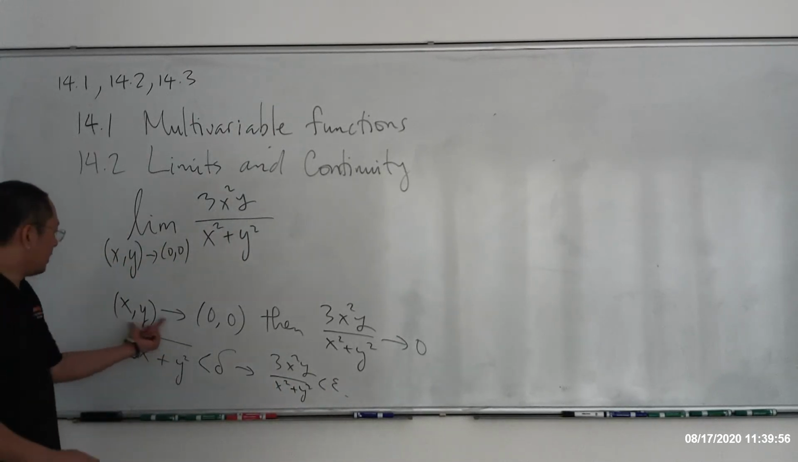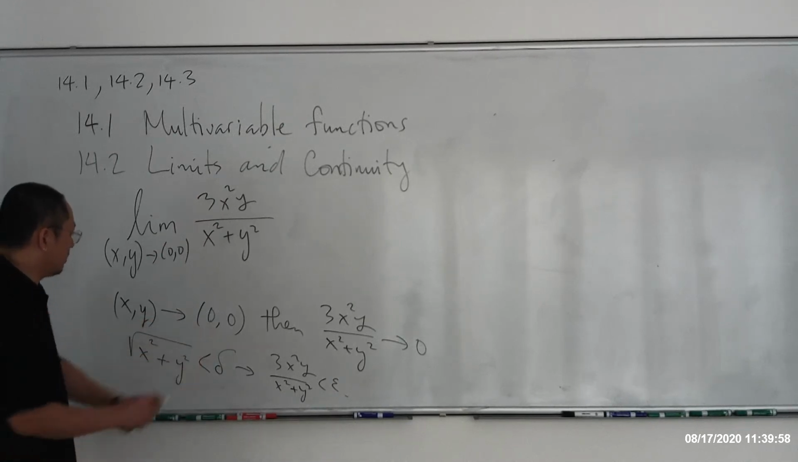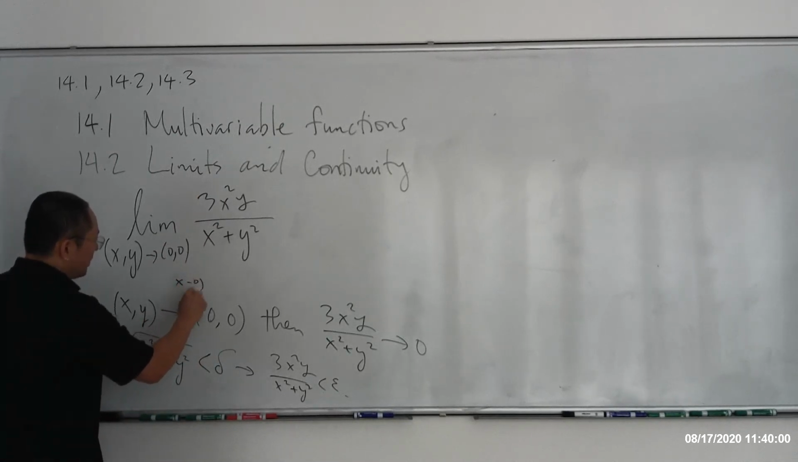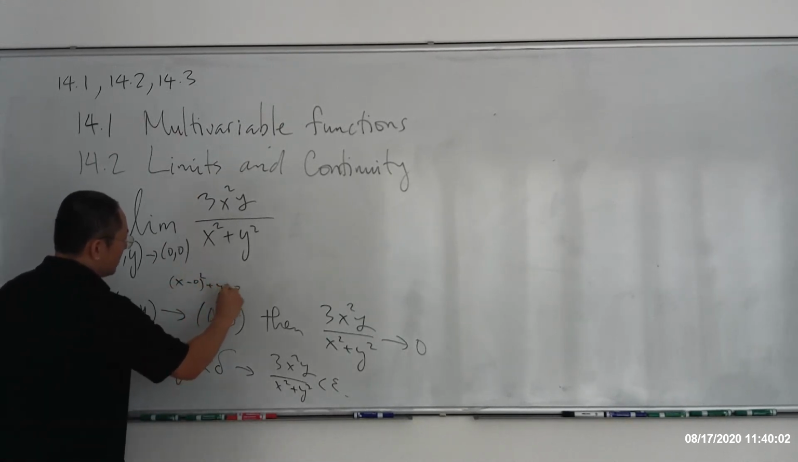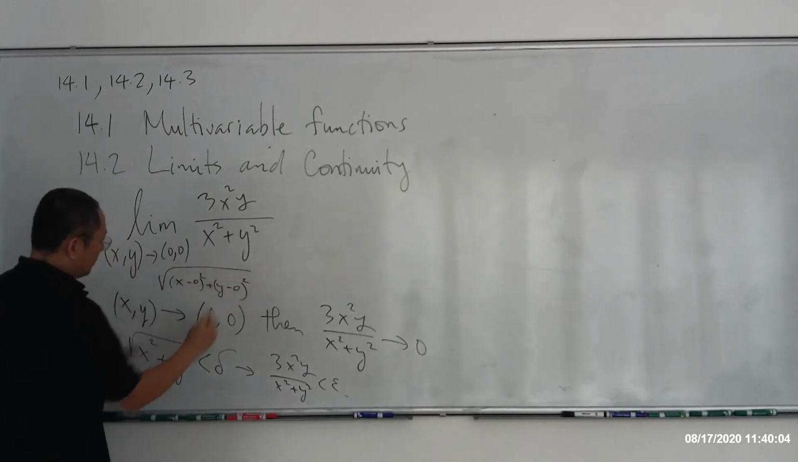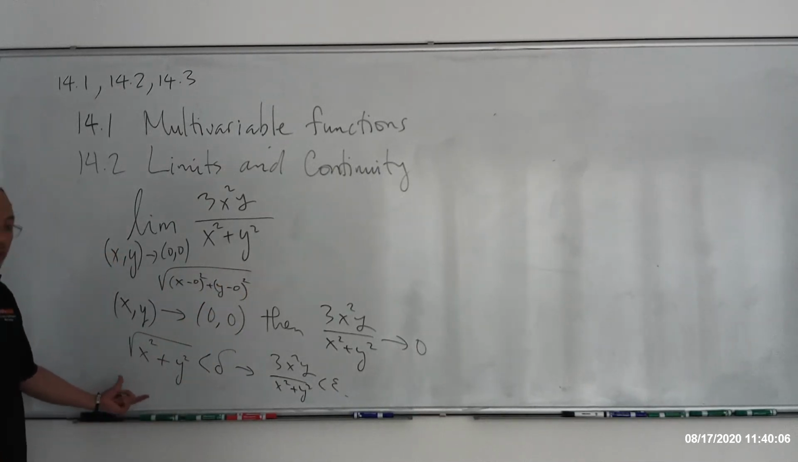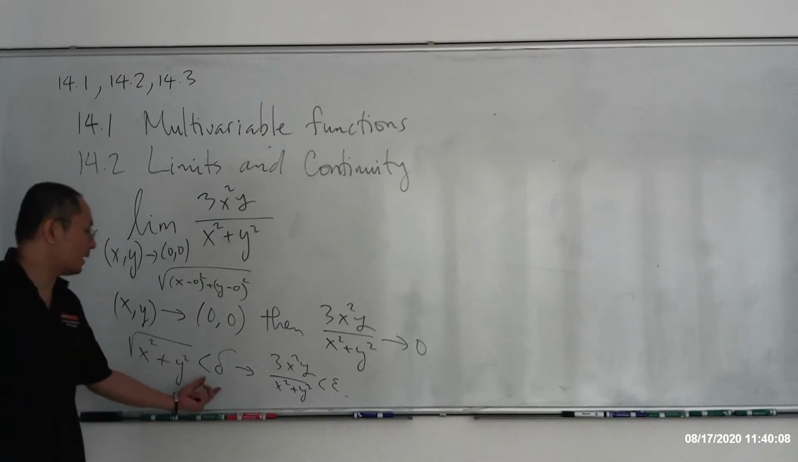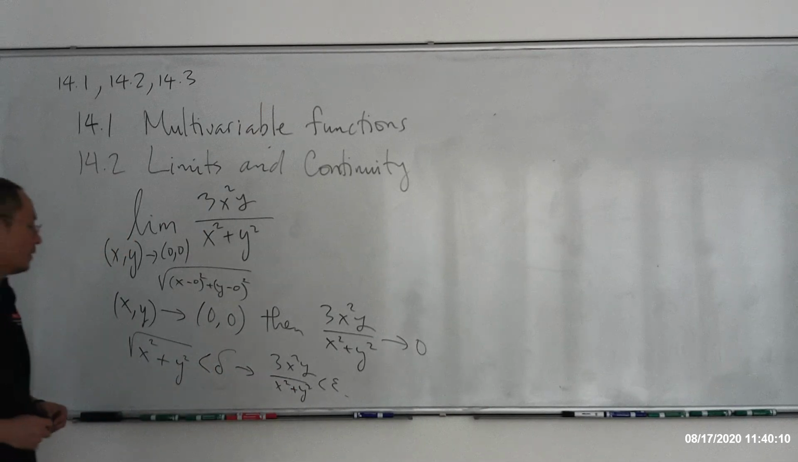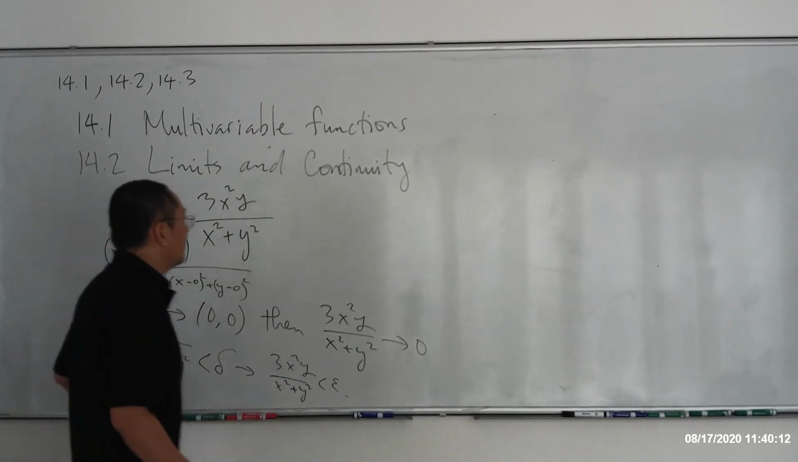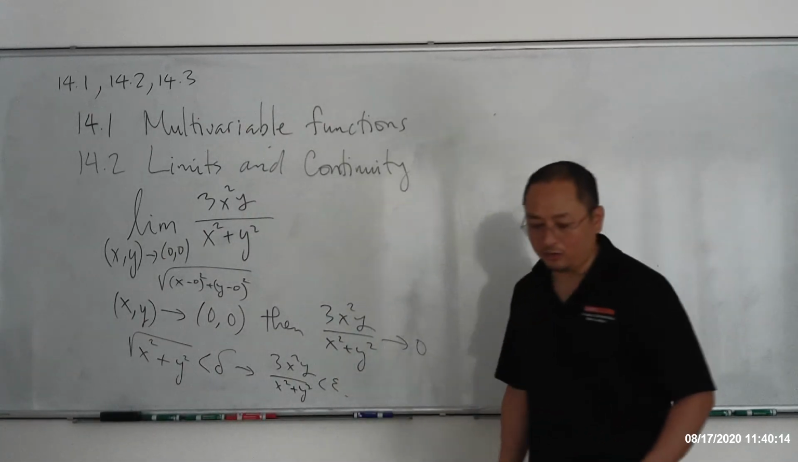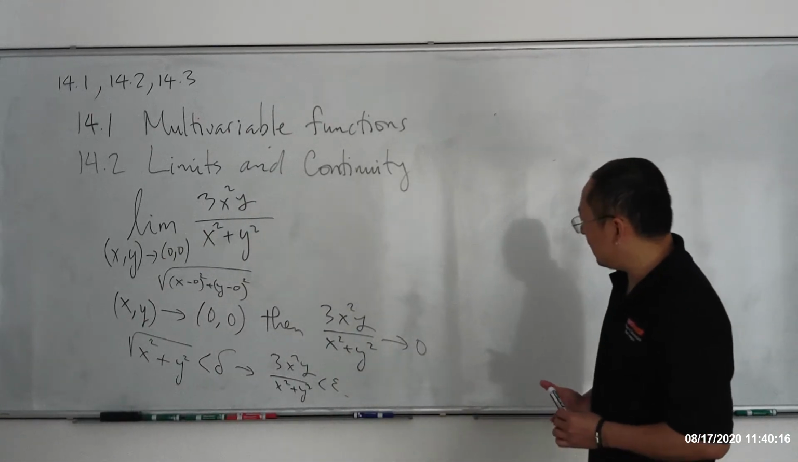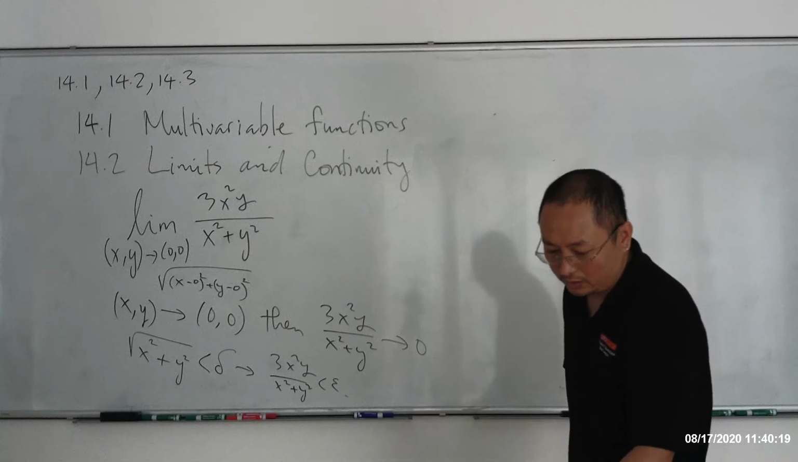I'm going kind of quick in here. x, y approaches 0, 0 means what? x minus 0 squared plus y minus 0 squared, and then you take the square root. Really, just the square root of x squared plus y squared, less than delta. Then this one is less than epsilon. So how do you prove this? First of all, you have to choose a value for epsilon. So let me see how we choose a value for epsilon that would work.